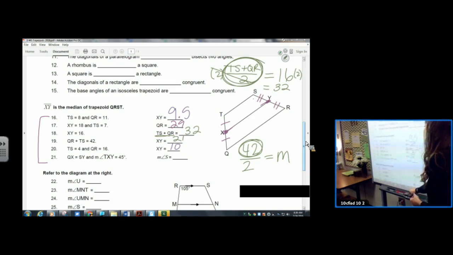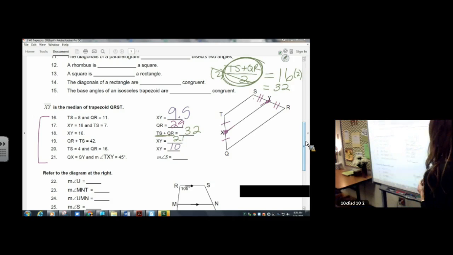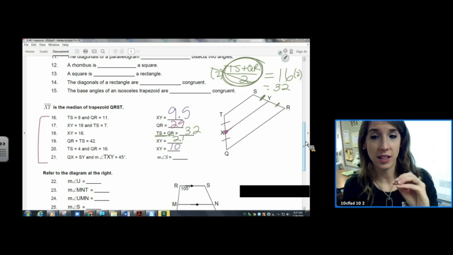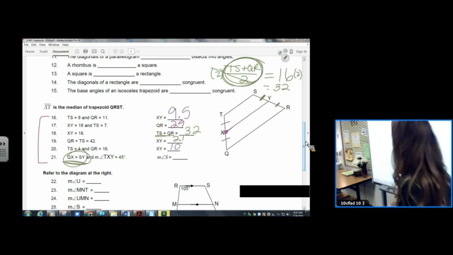All right, finally, looks like we have some angle ones. QX is equal to SY. Oh, that's different. If QX is equal to SY, then we don't just have a trapezoid with a mid-segment, we have an isosceles trapezoid now. This changed things. This made it an isosceles trapezoid.